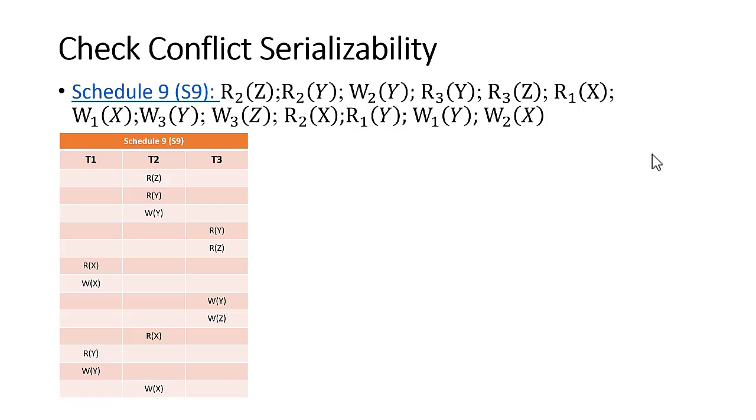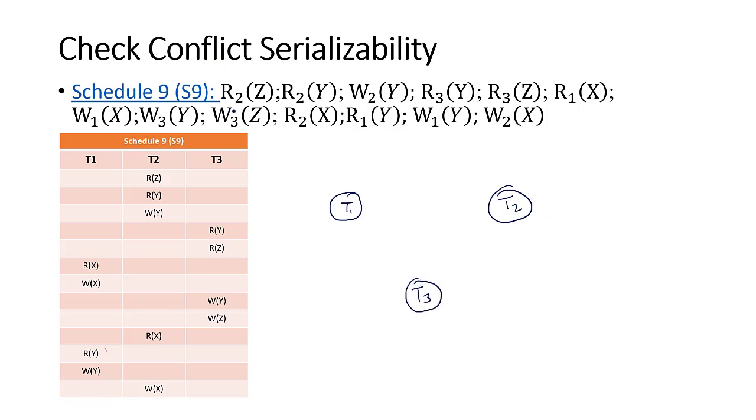Schedule 9 is given in tabular form also. Whatever form you want to use for your understanding, you can use. So first, we need to draw the nodes. If you go through schedule 9, you can see that there are three transactions, that is transaction 1, 2 and 3. There will be three nodes, one for transaction 1, one for transaction 2 and another one for transaction 3.